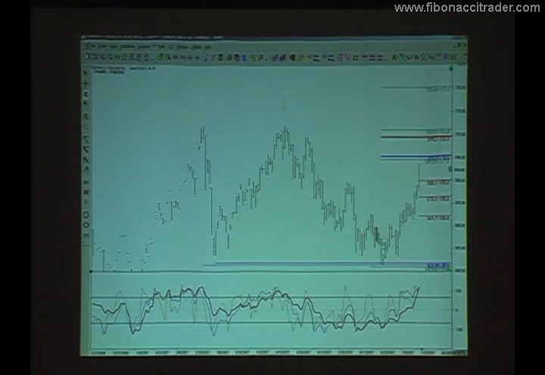I mean, here we came down to this fib support. Here was the high of the swing into the low. Some folks would go long just because it took out that swing high. But that's a defined trigger, so it's fine.